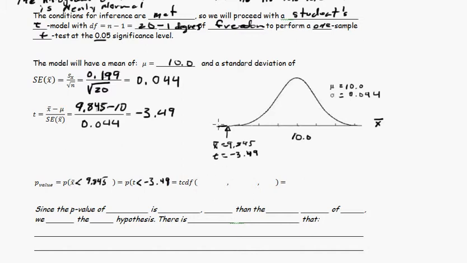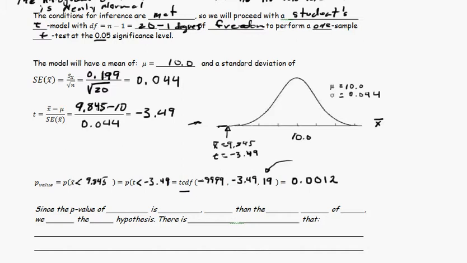Okay, so now we want to know the area, so we're going to go from negative infinity to our t value. So this would be negative 9.999 to negative 3.49. And then right here what we do is we put in degrees of freedom. This is different because now we're using t-CDF, and we have to tell it which model we're using. And so the degrees of freedom is 19, the sample size minus 1. Okay, and that comes out to be 0.0012.